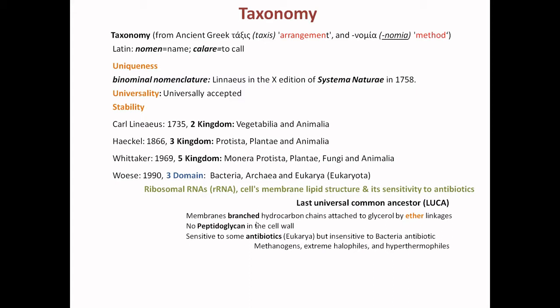In Archaea, there is no peptidoglycan. In Bacteria, there is peptidoglycan. And Archaea is sensitive to some of the antibiotics that are also anti-eukaryotic, meaning eukaryotic cells are sensitive, but it is completely insensitive to antibacterial antibiotics. The examples are methanogens, extremophiles, and hyperthermophiles.